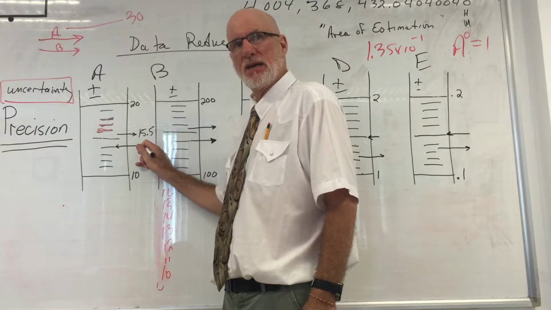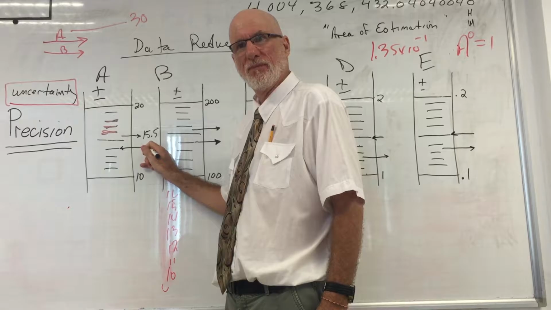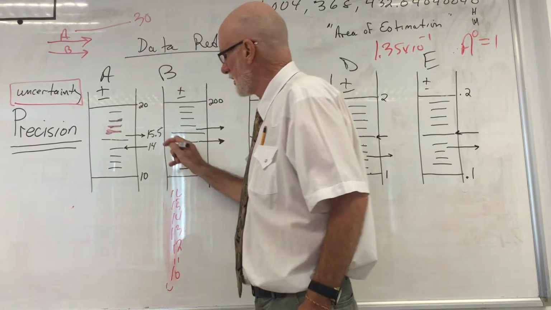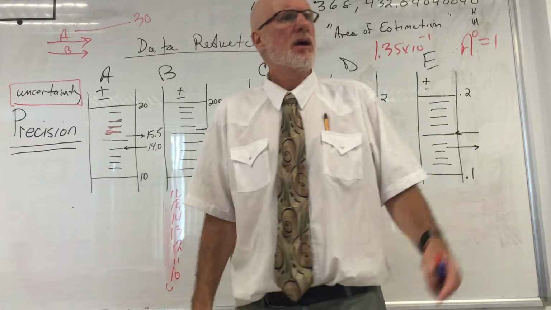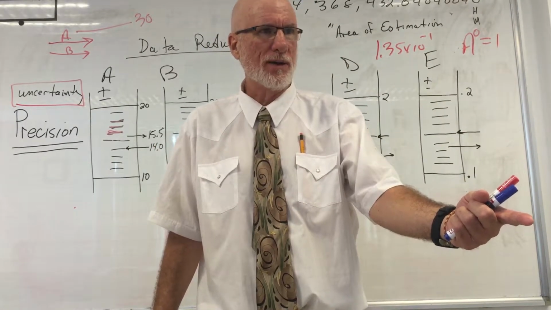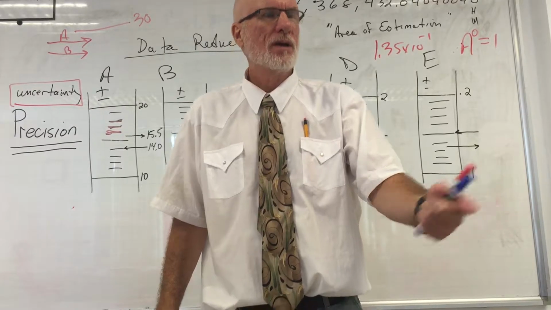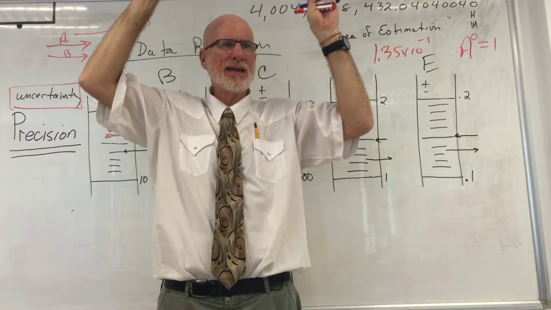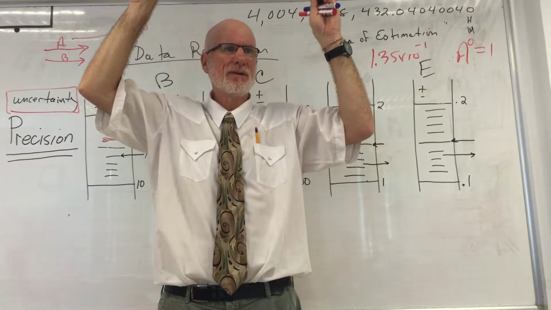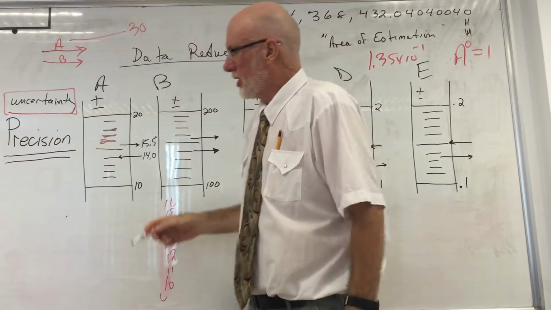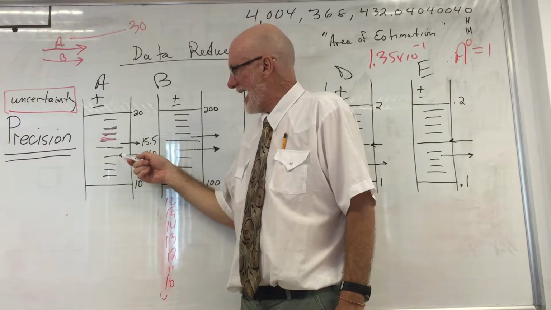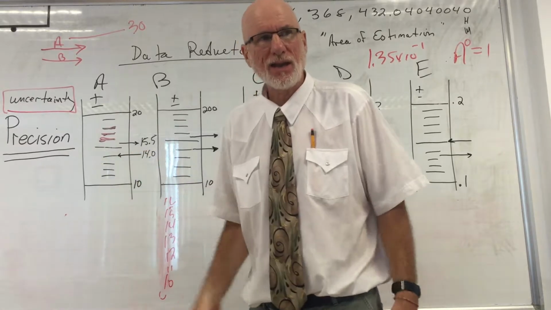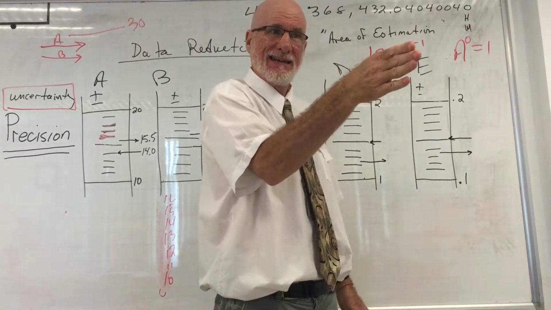Now, what would this one be here? What would that one be? 14. 14.0. Why 0? Because it's the exact number. Because you're estimating that it's exactly on the line. He's estimating that the arrow is exactly on the line. Not on the line, exactly on the line.